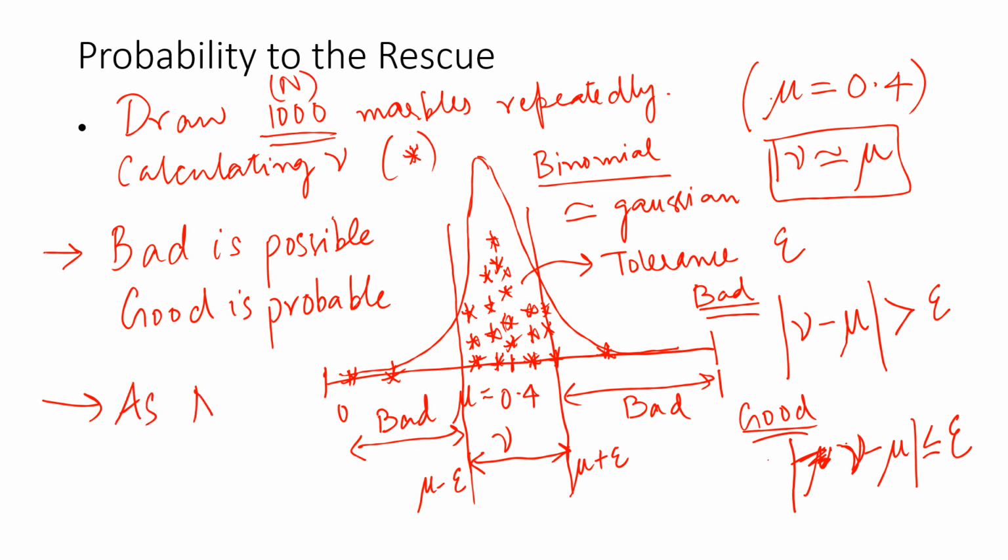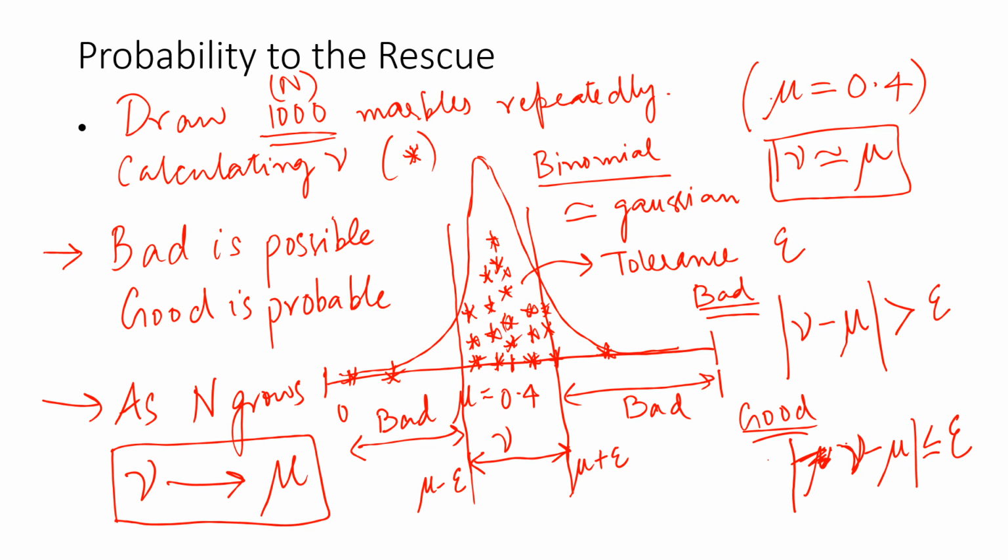as n grows, as the sample size becomes big, nu tends to be closer to mu. So this is my result out of this experiment, that my nu becomes closer to mu. So there is a possibility that I'll not get nu any close to mu, but good is probable. So this thing is possible, that is probable. And that's how probability comes to our rescue.